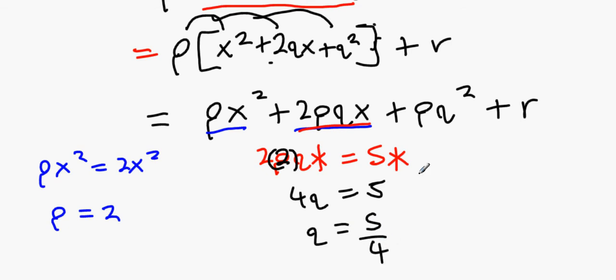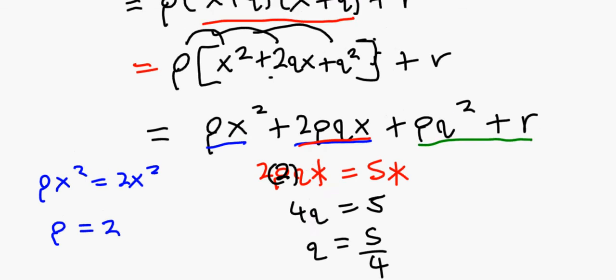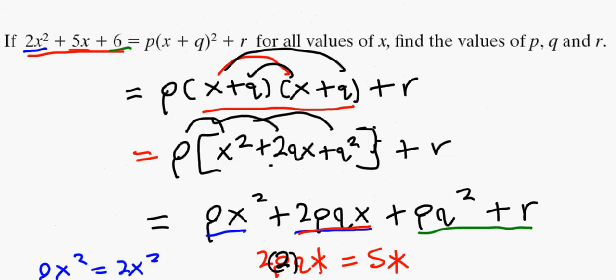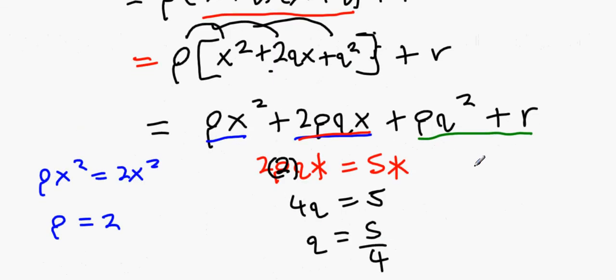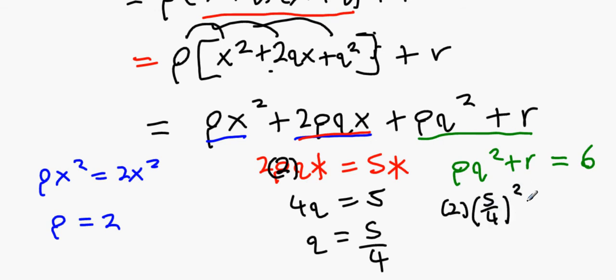Now, the final one that's in green is the number that hasn't got any x's in it. So this green underlined number must equal 6. Okay, so we're going to end up with pq squared plus r equals 6. And what we can say is that we already know what p and q are. P is 2. Q is 5 over 4, squared. Plus r equals 6. Place this bit into your calculator. See what comes out.